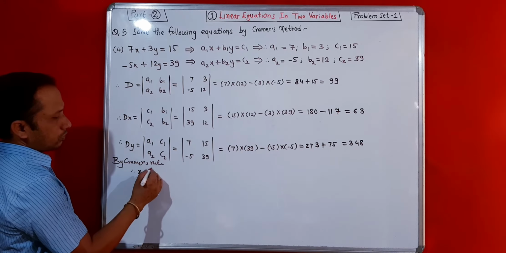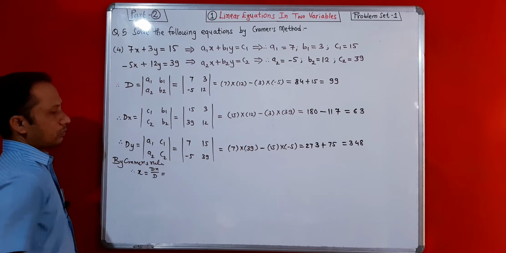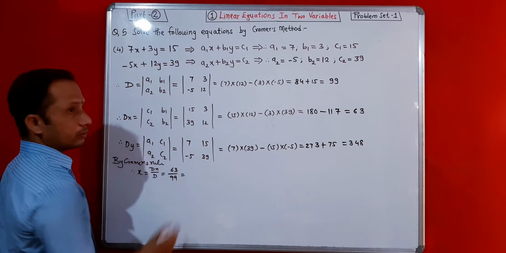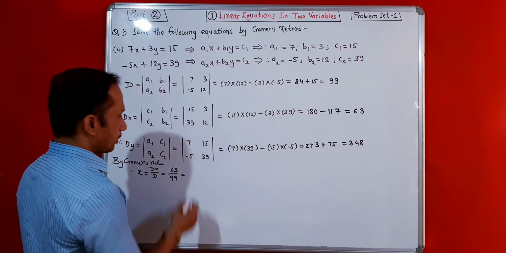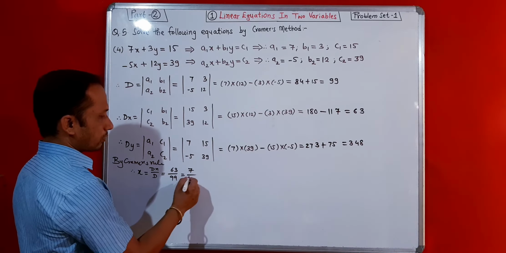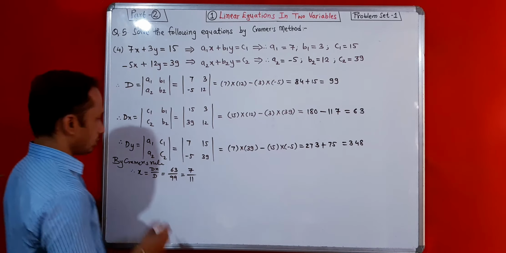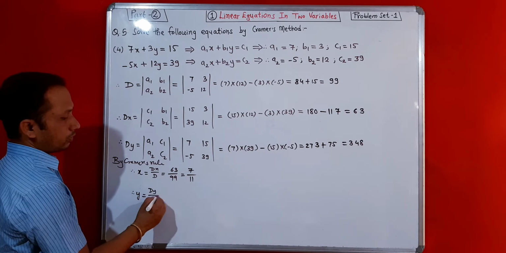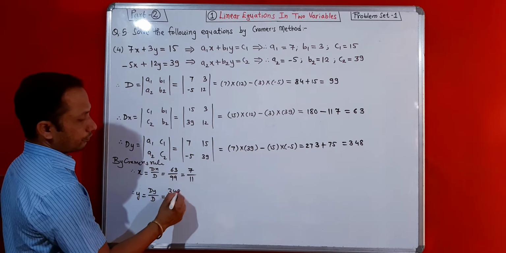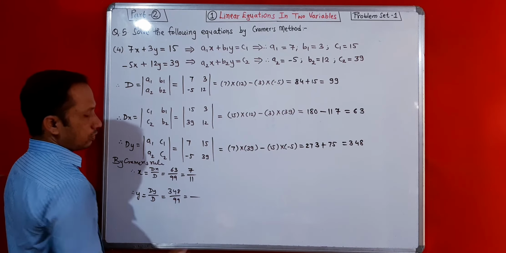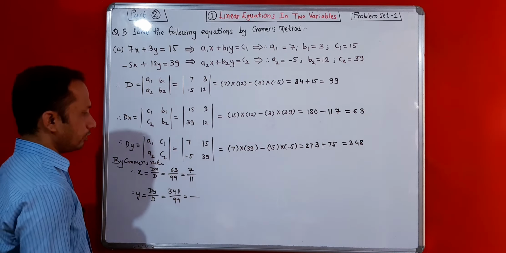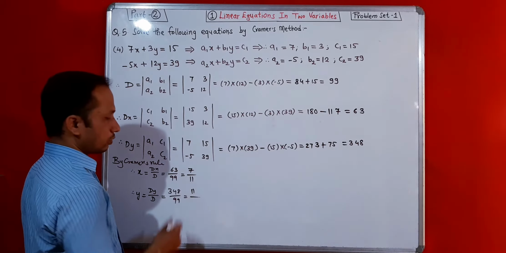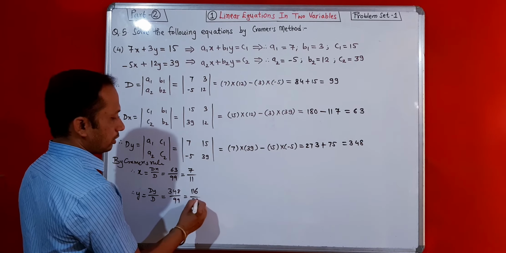You know x is dx upon d, so it is 63 upon 99. 9 7s are 63 and 9 11s are 99, so this is your x. And therefore y is dy upon d, 348 upon 99. So you try dividing by 3. 3 1s are 3, and 1 is remaining, so it is 18, and so on.